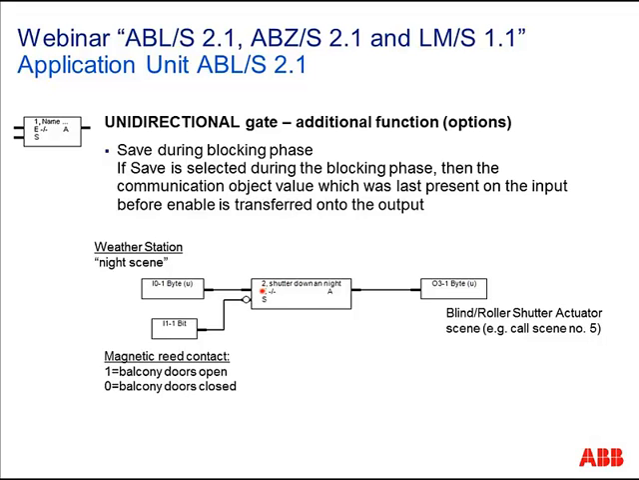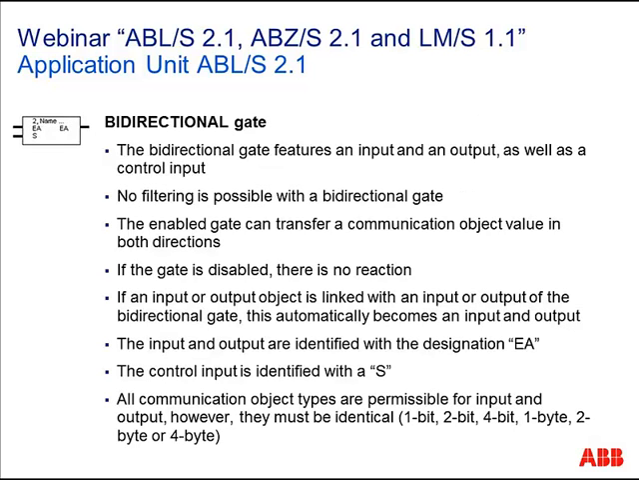So we go back inside our living room. We close the door of our balcony, and then this value becomes 0, internally negated, and now the gate becomes open and enabled. Then it sends to the output the last value it received during the blocking phase. With closing our balcony door, it sends the information to our shutter actuator, and the shutter drives down. It's a nice feature we can use, for example, in our unidirectional gate: save during blocking phase.